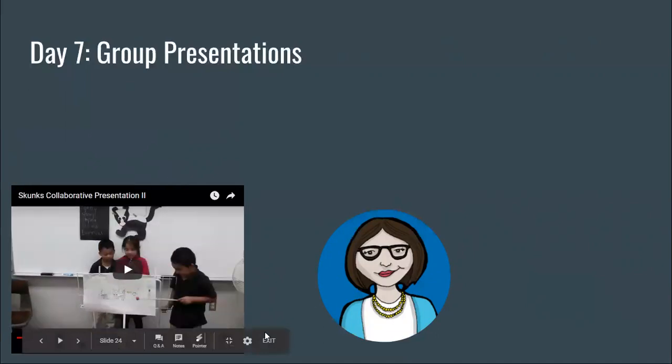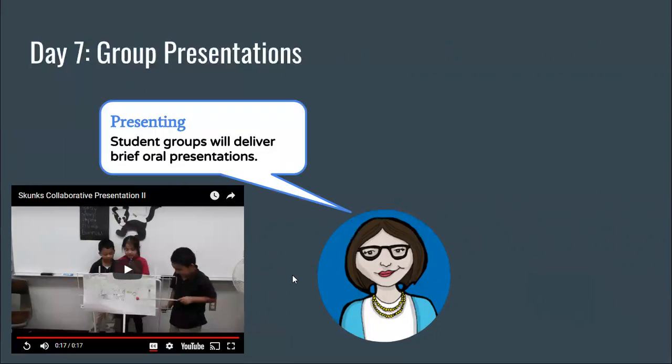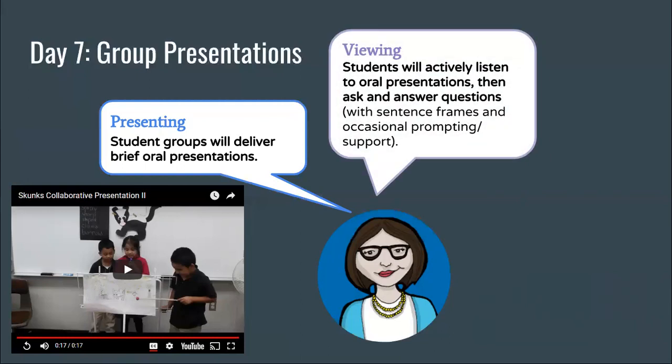So another great example of how the students did with the task. And on this day, they have multiple roles and multiple objectives. So if their group is presenting, their objective is student groups will deliver brief oral presentations. If they are in the audience, students will actively listen to oral presentations and then ask and answer questions. And they use sentence frames and occasional prompting to ask and answer those questions.